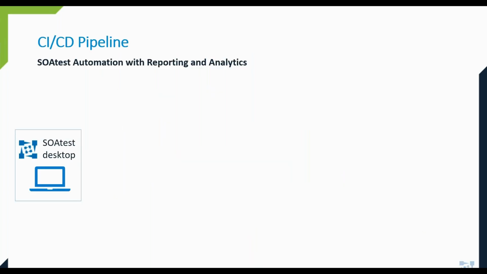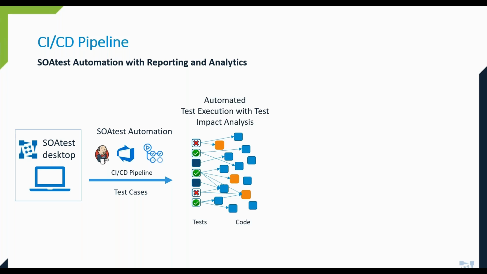Thank you, Jamie. It all starts with the SOAtest desktop, where test cases are actually being generated. From there, test cases are integrated into the CI/CD pipeline using SOAtest Automation Edition, which provides a command line interface for easy integration. SOAtest supports a wide range of CI/CD pipelines, but some of the most popular are Jenkins, Azure DevOps, and Bamboo. From there, SOAtest impact analysis kicks in.